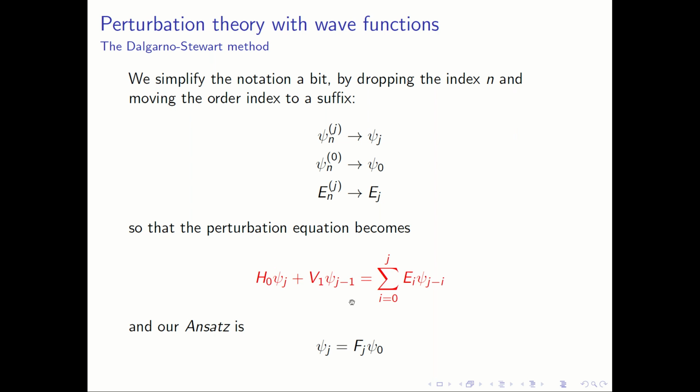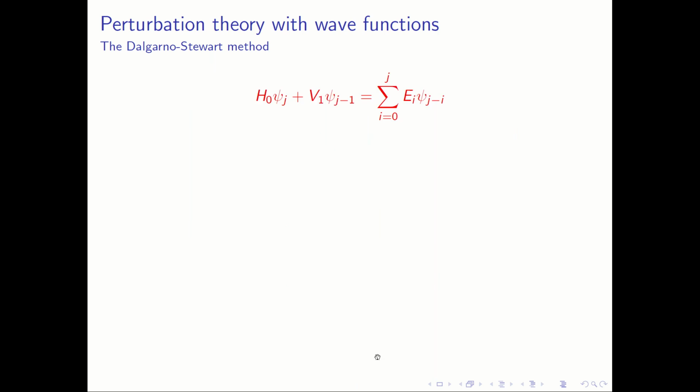And the answer that we used for the jth order correction in this notation simply becomes psi j equals fj psi 0. Once again, let me remind you, the psi 0 here does not necessarily mean the ground state wave function. It means the unperturbed wave function, whatever state you're talking about. So now, let's start with this equation and try to use the fact that H0 is known and well understood to simplify this a bit further and write down an equation for f.